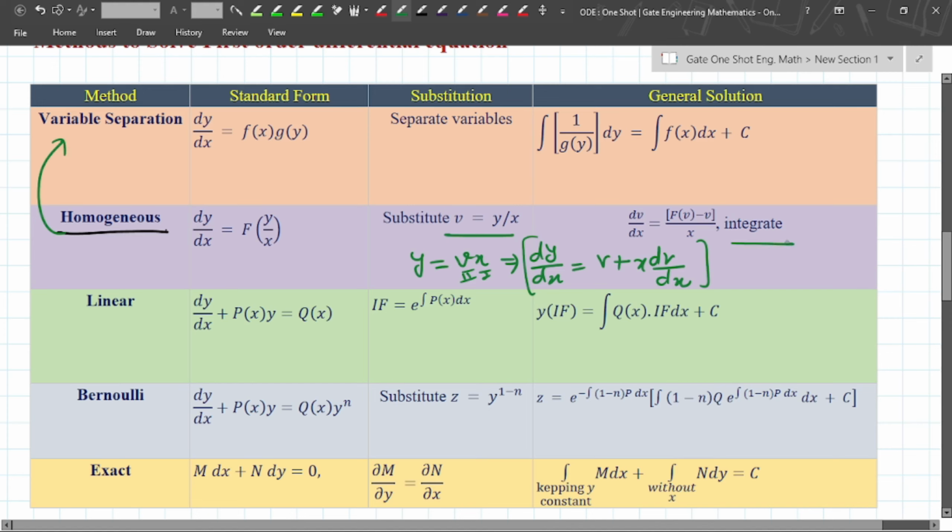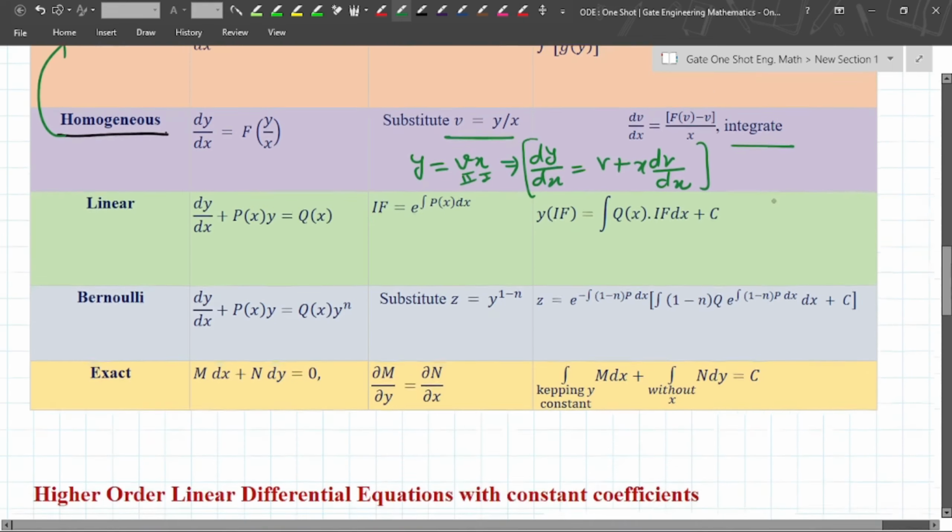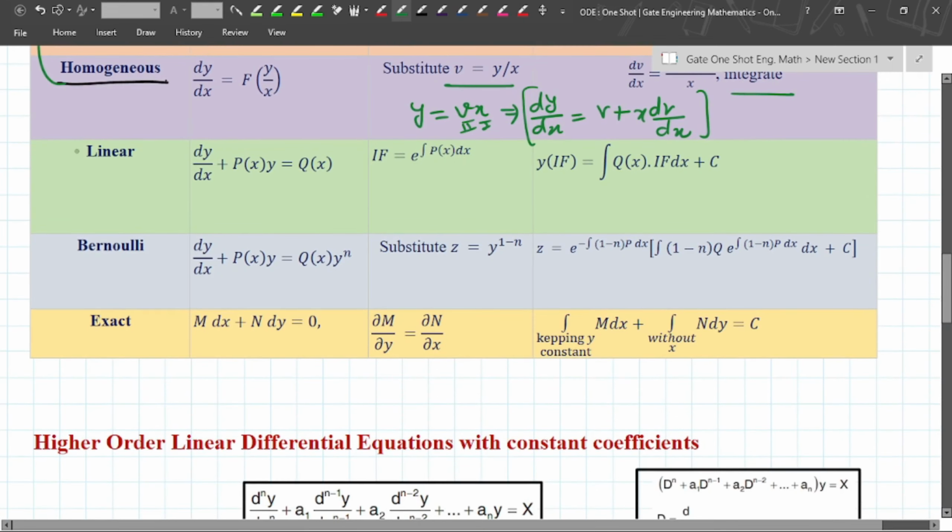Okay, and after that you will integrate and you can get the solution. Next one is the linear differential equation. This is one of the specific and important topics, from where too many questions are there in the GATE engineering mathematics.